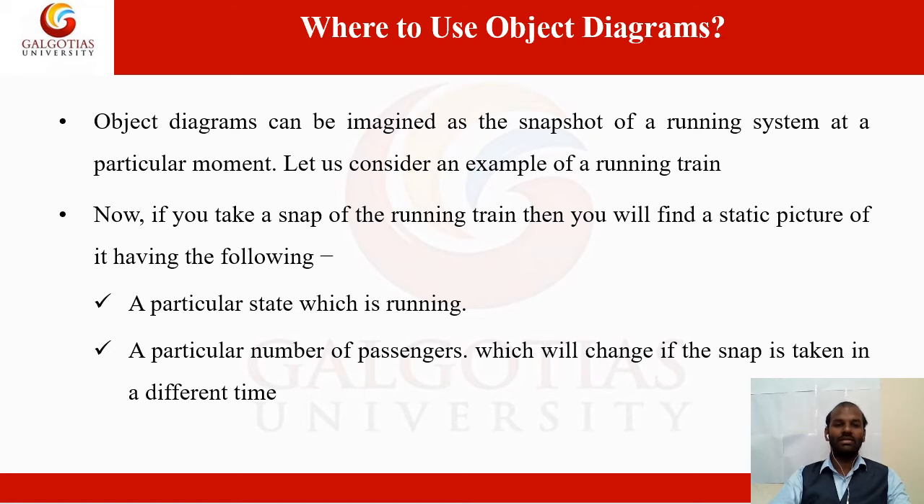particular moment. So let us consider an example of a running train. Now, if you take a snap of the running train, then you will find a static picture of it having the following things. The first point, a particular state which is running, and the second point, a particular number of passengers which will change if the snap is taken at a different time. So this will get changed dynamically, right? So this is how the object diagram is applied in different scenarios.